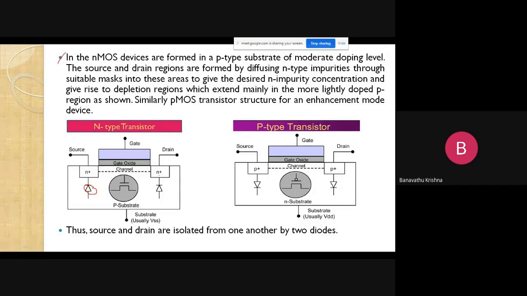These two areas will be attached as one PN junction there, like that. And by applying this gate voltage, the channel is established between source and drain.